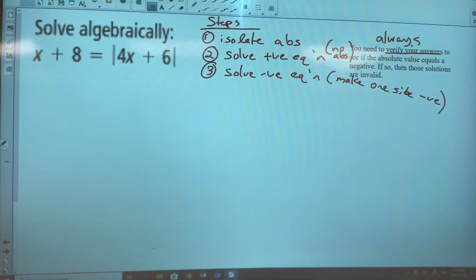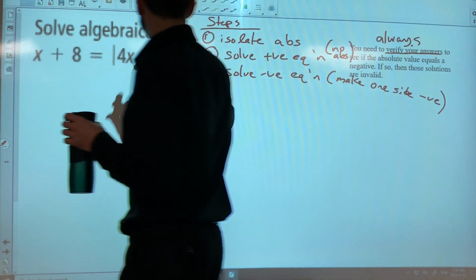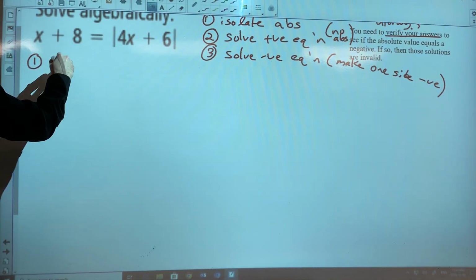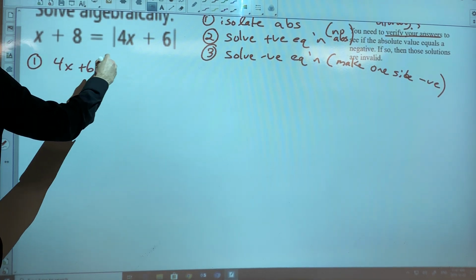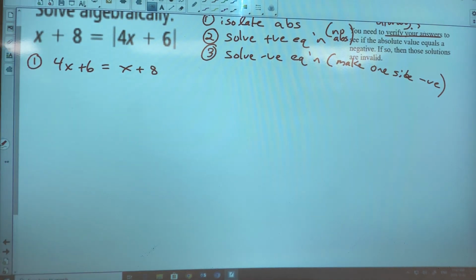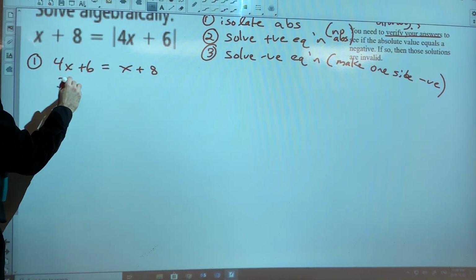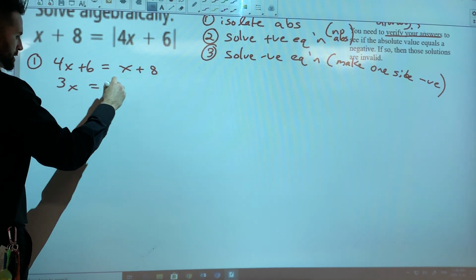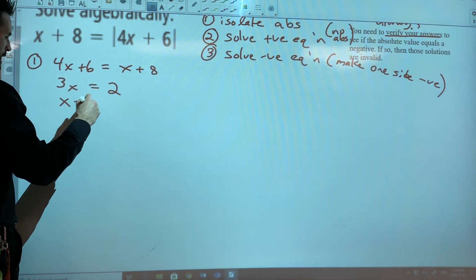Okay, so for the positive equation, we'll drop the absolute value, and I'm going to write it on this side. I drop the absolute value, and this is already positive, so there we go. So I'm going to solve that one. Let's solve it right now. Subtract x from both sides, and then subtract 6 from both sides. So 8 minus 6 is 2. So here I get x equals 2/3.